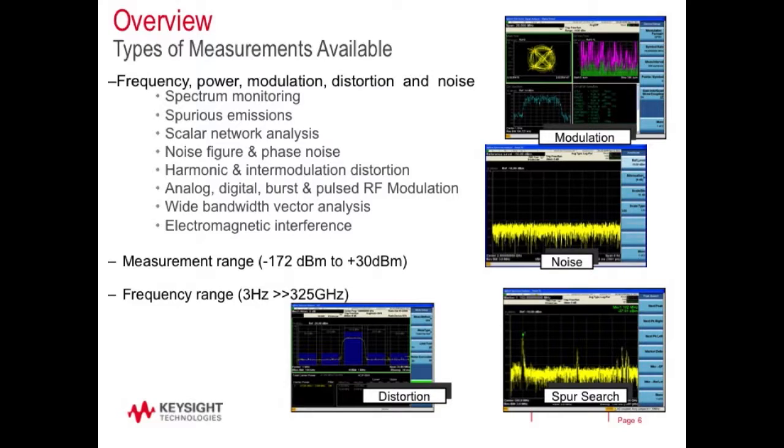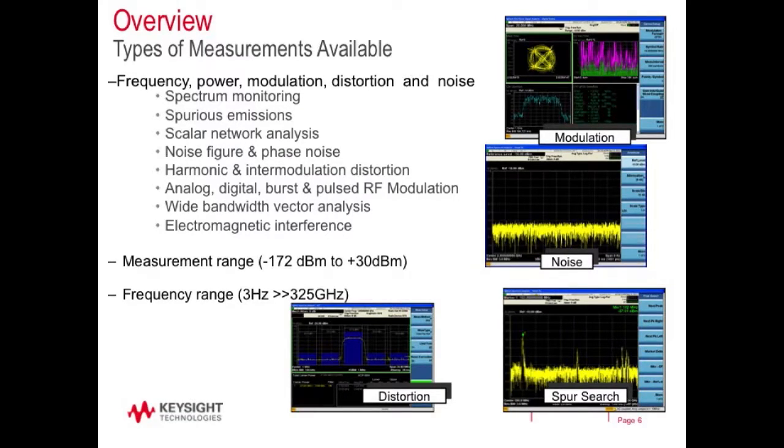So hopefully you can see that's a very wide range of signals that we can look at in terms of power level. And then in terms of frequency range, we almost go down to DC. And then with some millimeter wave modules, we can actually go as high as 325 gigahertz. So anybody in here exceed those parameters? Okay, just checking.